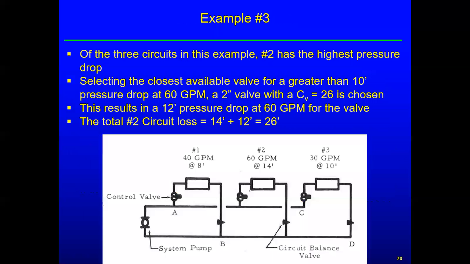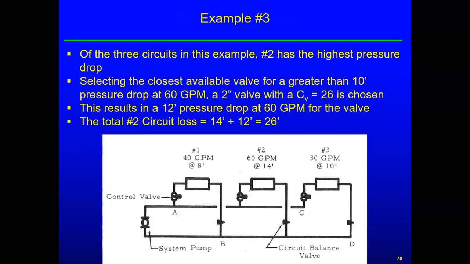Okay. All right. So here's example 3. This is the last of the 2-way valve examples. Here we've got 3 circuits. It's similar, but now zone 1, zone 2, zone 3 are different. Zone 1 is 40 GPM at 8 feet, zone 2 is 60 at 14 feet, and zone 3 is 30 GPM at 10 feet. We're going to start with the one that has the highest pressure drop, which would be number 2. Again, we're going to select the closest available valve for 10 foot or greater pressure drop.